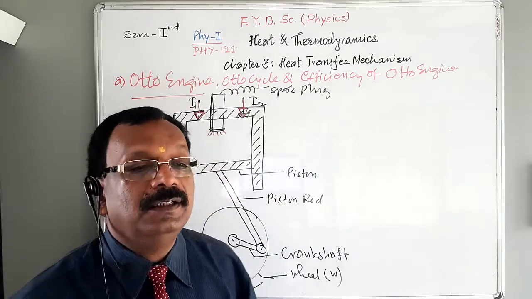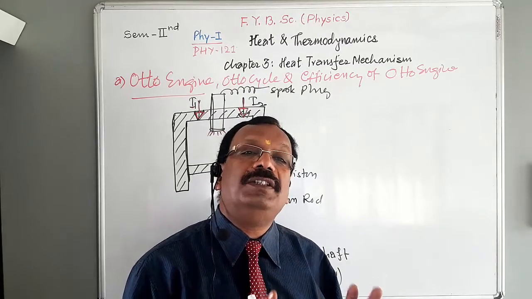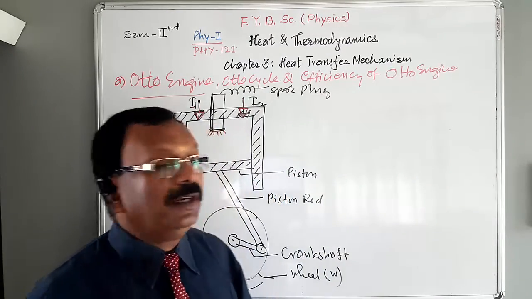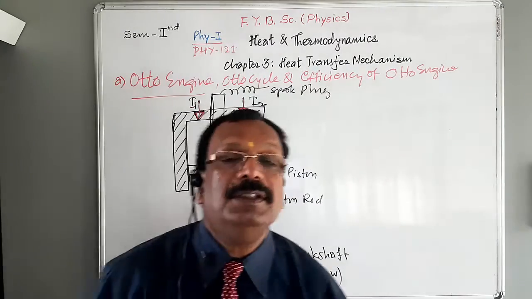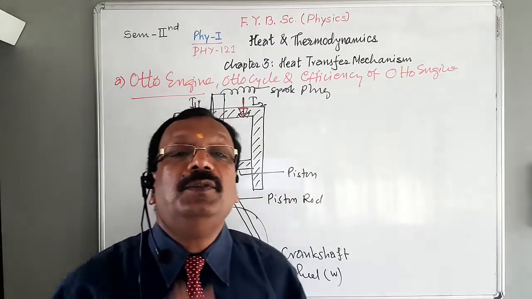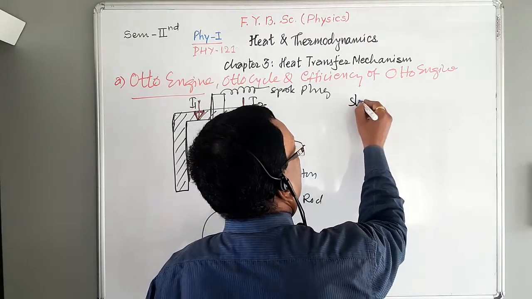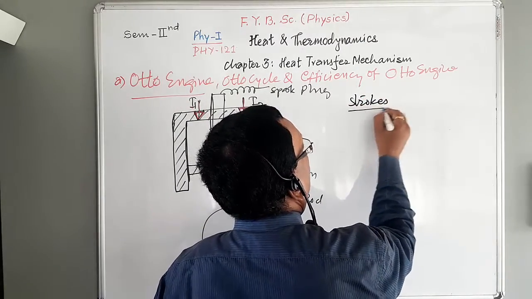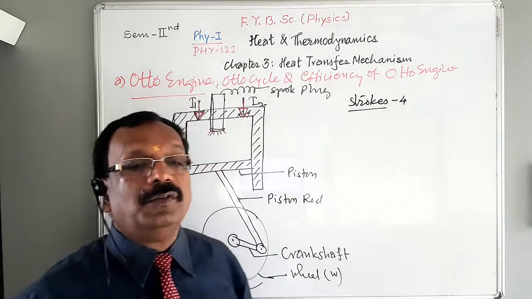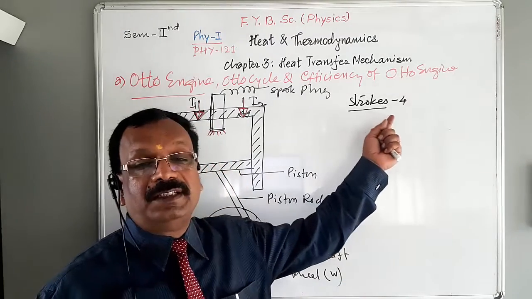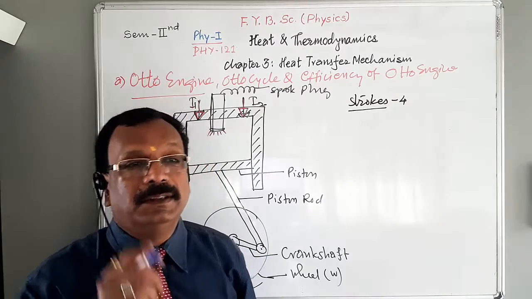Now we are going to see the working of Otto engine, how Otto engine works. The working of Otto engine can be divided into 4 stages called strokes. What I say, the working of Otto engine can be divided into 4 stages called 4 strokes of the engine.